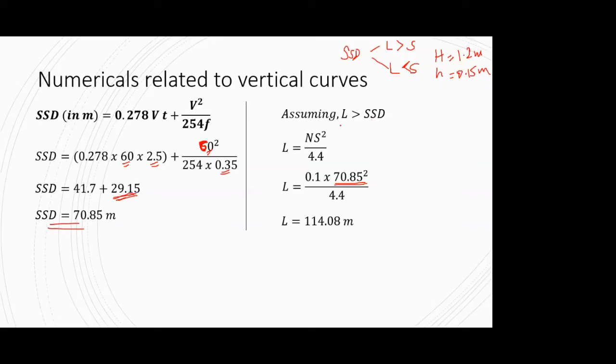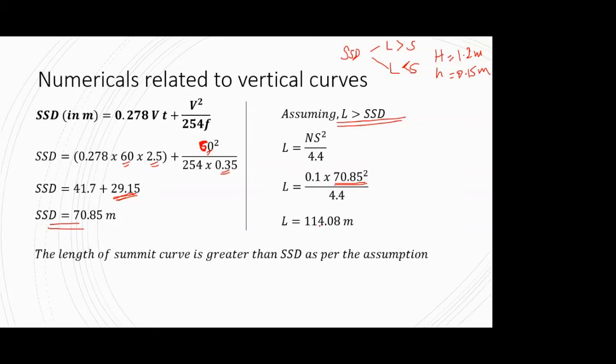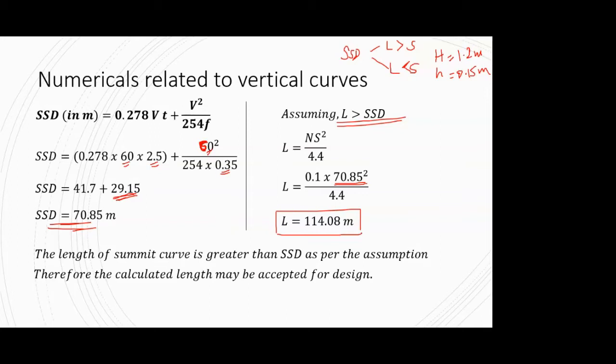Now we started with the assumption that L is greater than SSD. Here we are getting the value of L as 114, which is greater than this SSD value of 70.85. So obviously our assumption is correct, and we can go ahead with this value itself. You will be providing a summit curve of length 114.08, or you can round it up to 115 meter. So this is the straightforward numerical for the summit curve.